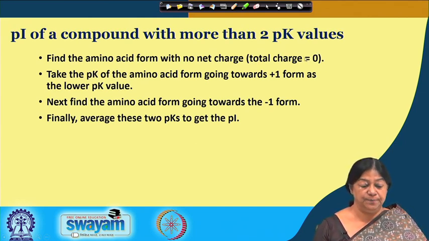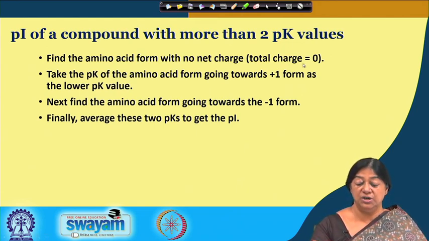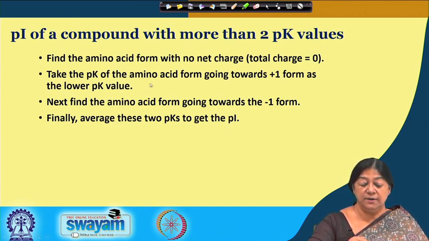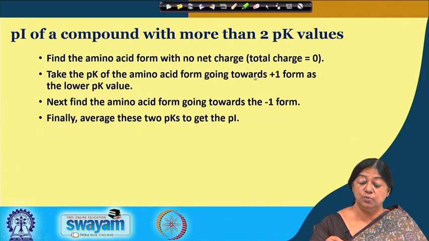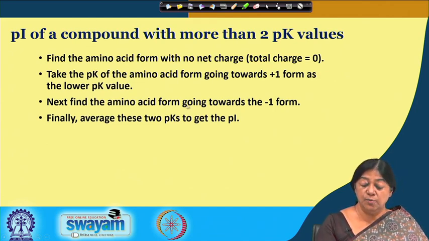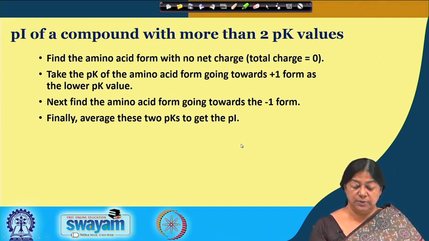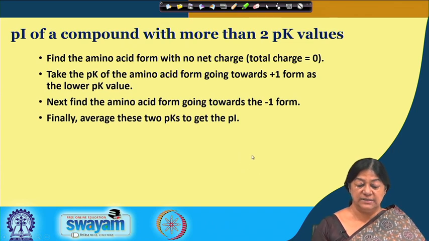So, if we have a PI of a compound with more than 2 pKa values, how do we determine the PI value? The first thing is we have to find the amino acid form with no net charge, that is a total charge of 0. We take the pK of the amino acid form going towards the +1 form as the lower pK value, and then the pK of the form going to the -1 form, and we average these two pKs.